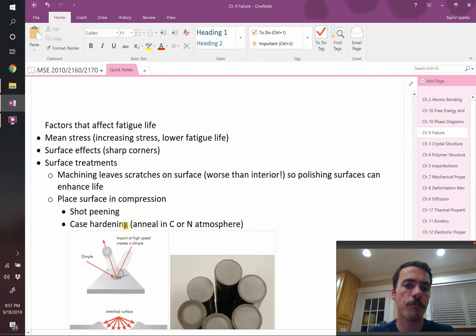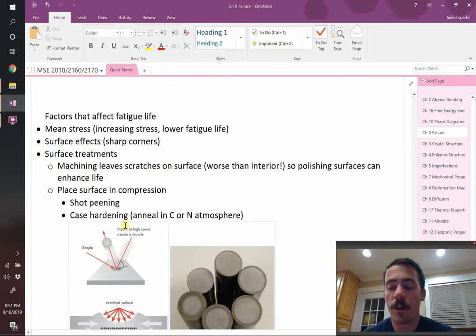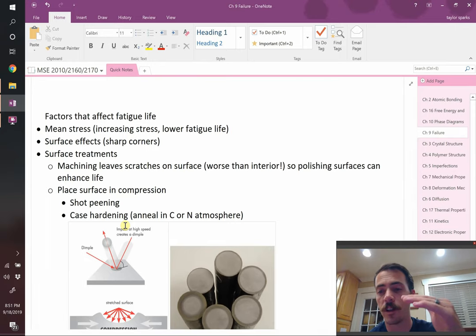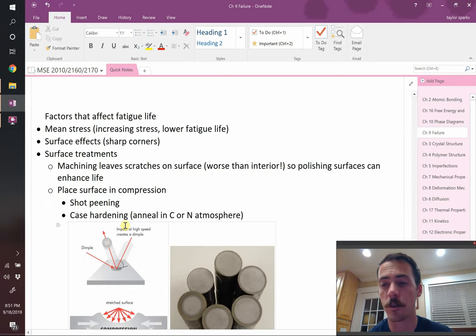All right. So other factors that can affect fatigue life. There's the mean stress, right? As opposed to if it's oscillating about zero, your mean stress. Obviously, a higher stress is going to give a lower fatigue life because it's going to spend more time at a higher stress. Surface effects, like sharp corners and things like that, are going to be spots where cracks can start. So they're going to lower your fatigue life.